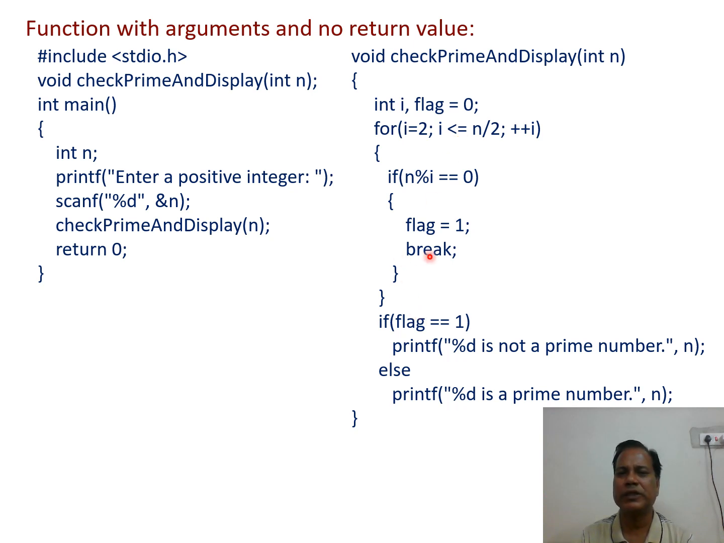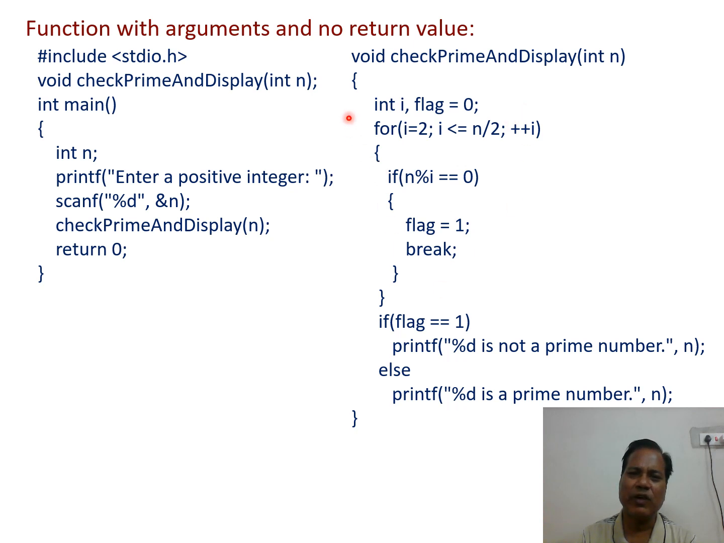And as I just told you, when the break condition becomes true for the if statement, that is, the remainder comes out to be equal to 0, control comes out of the for looping statement. And here, depending on whether flag is set to 1 or not, the result is displayed. If it is set to 1, it means that number n is not a prime number. If it is not set to 1, then the number is a prime number.